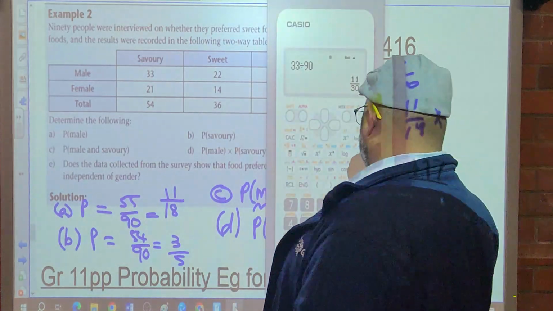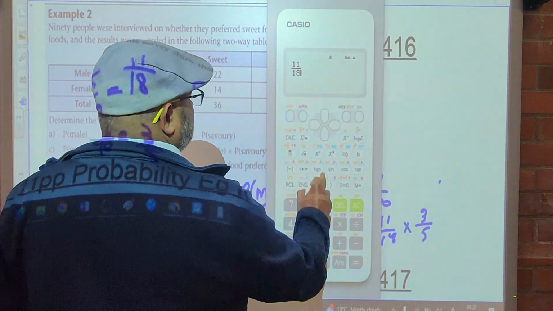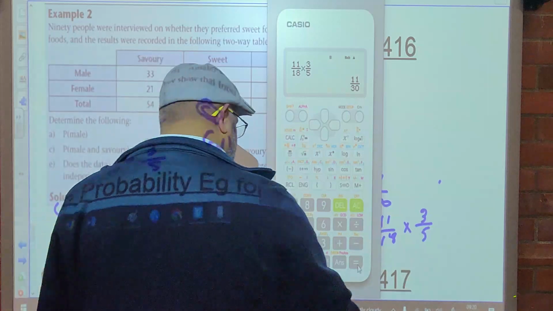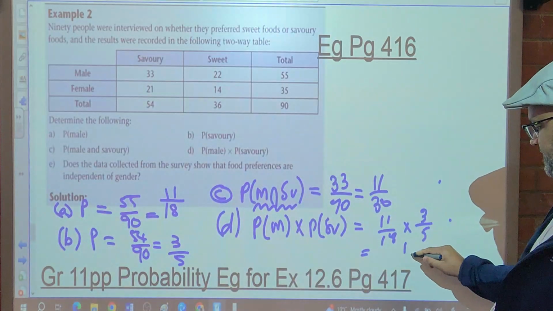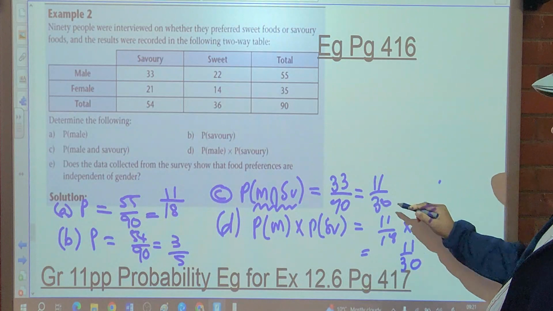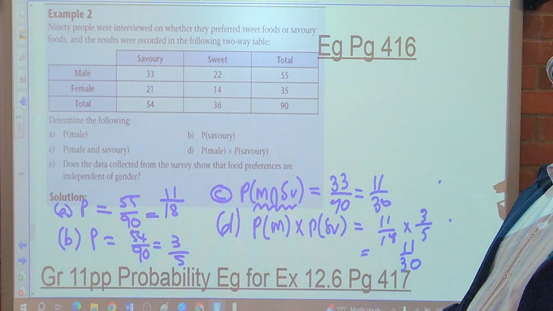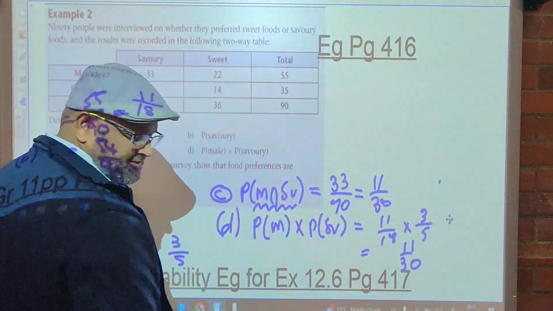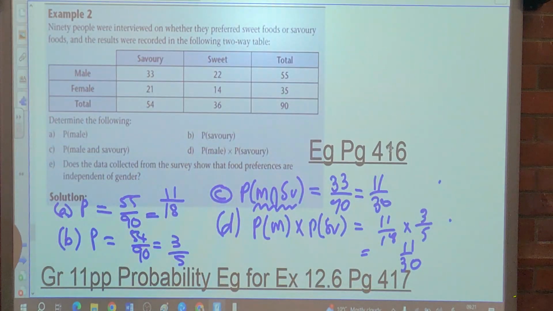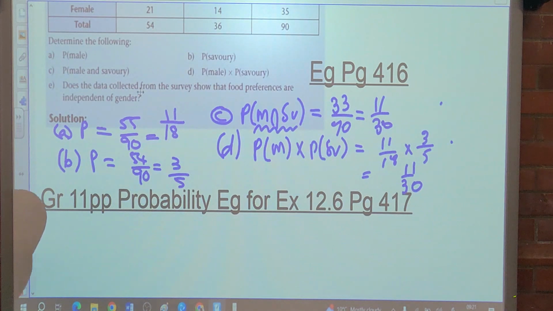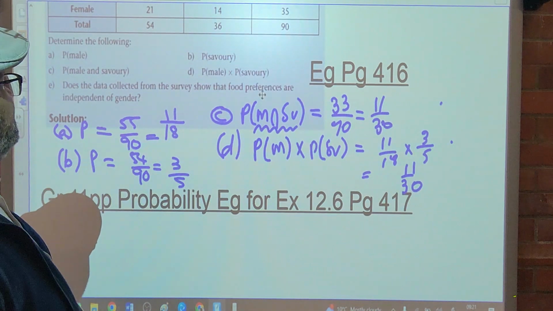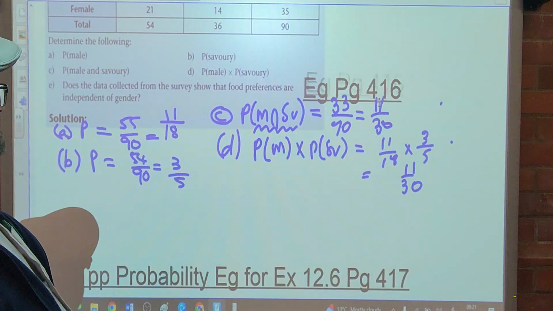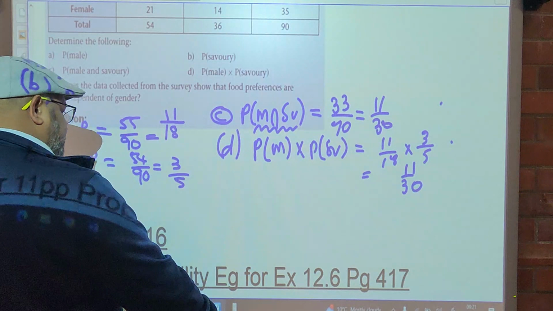So that is 11 over 18 multiplied by 3 over 5. Gives an answer of 11 over 30. Which is the same. So the events are independent. So E. Does the data collected from the survey show that food preferences are independent of gender? The answer is yes. So we answer that.